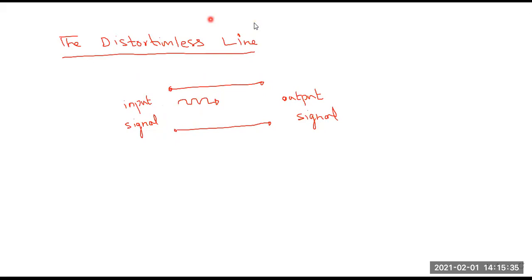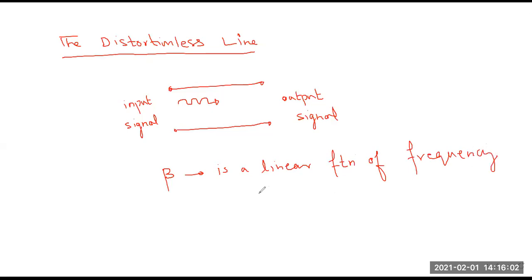The distortion is due to the phase constant. If the phase constant, which we represent with beta, is a linear function of frequency, then there will be no distortion.